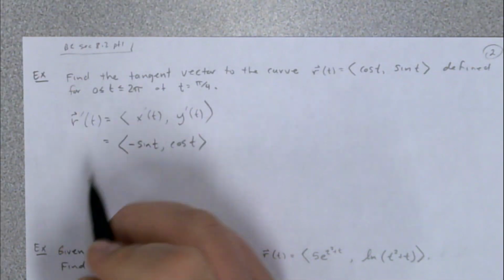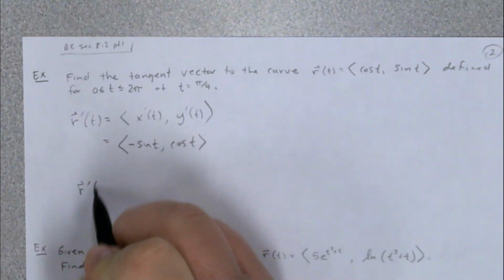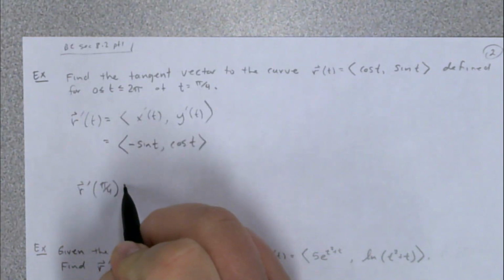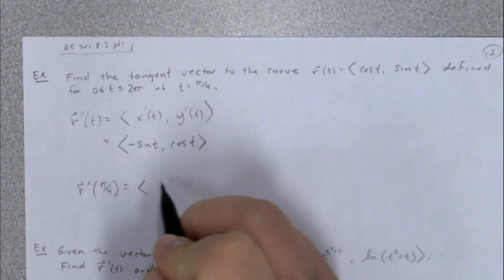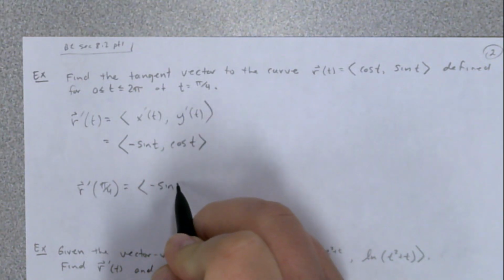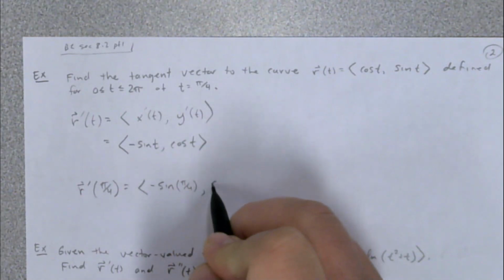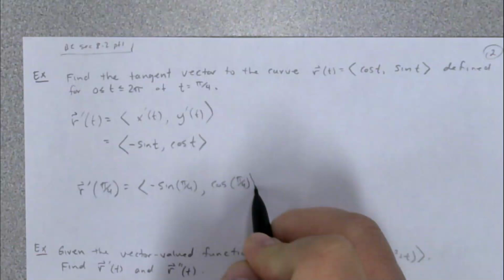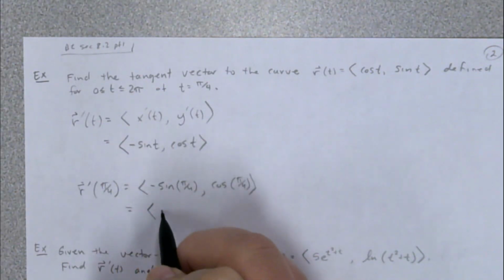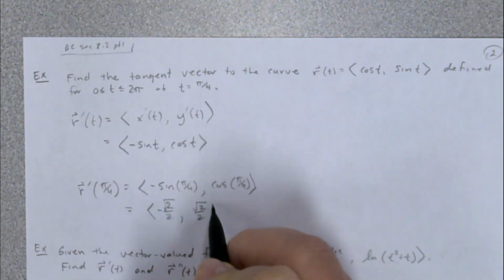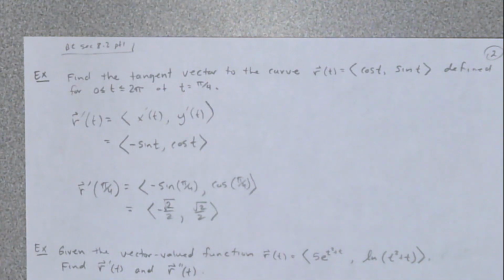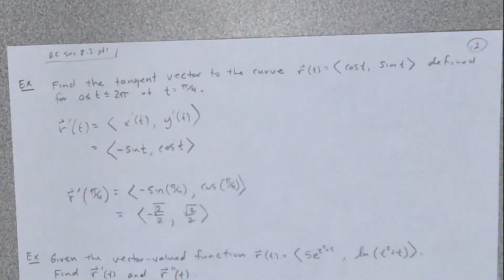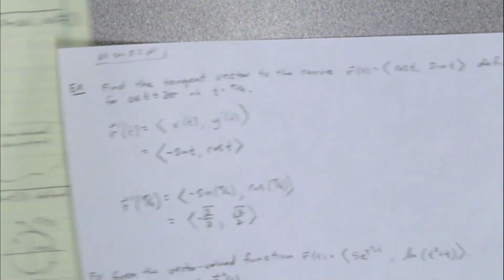We want to take this and find its value at pi over 4. So this is going to give me a negative sine of pi over 4, cosine pi over 4, and you're going to get this vector right there. Okay, so what does this basically mean? Let's go take a look at it. I'm going to show you the answer page that I have over here instead of redrawing it.